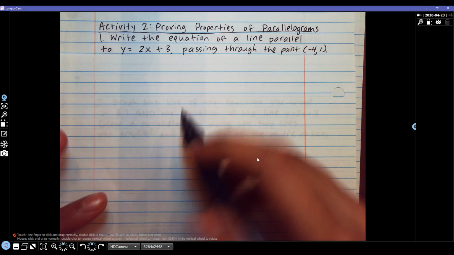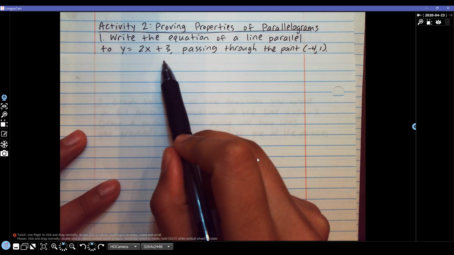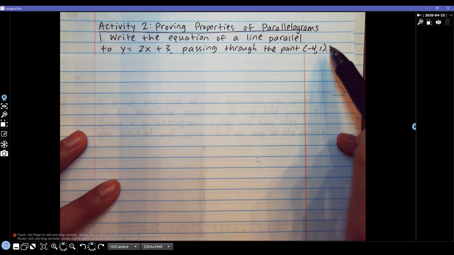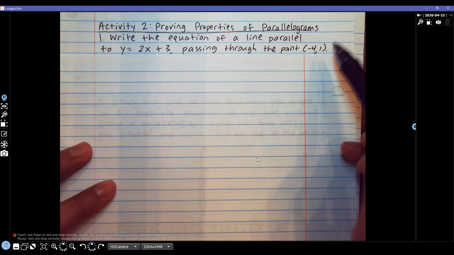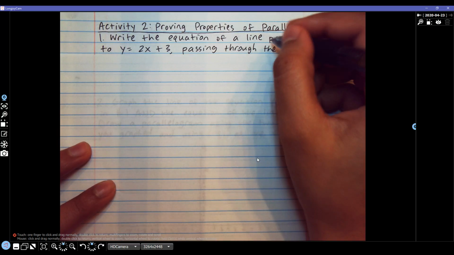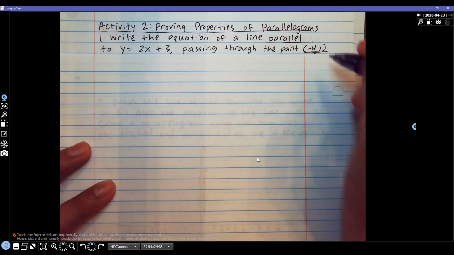Write the equation of a line parallel to y equals 2x plus 3, passing through the point -4, 1. So there's a few pieces of this that we need to take into account, right? We want to write the equation of a line that's parallel, and it has to pass through this point.